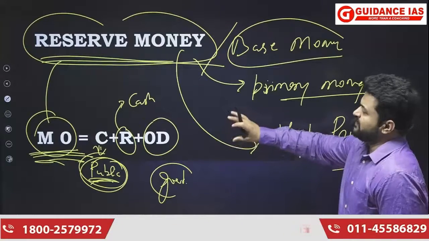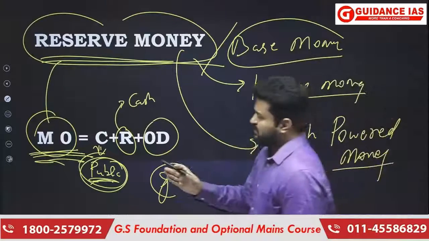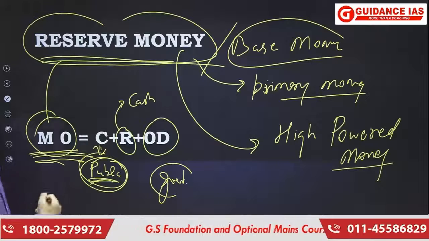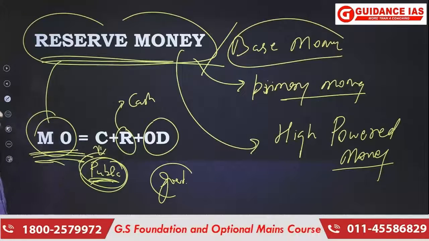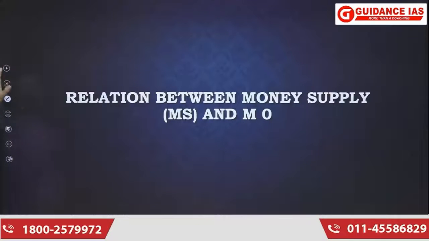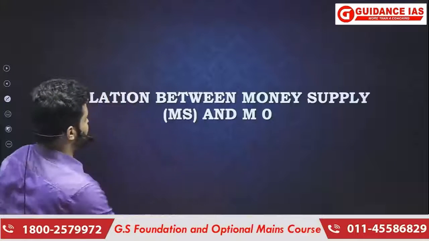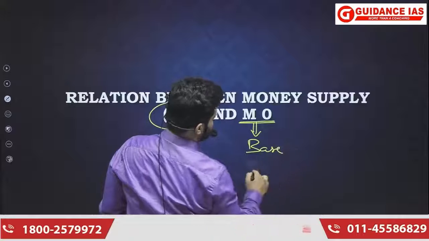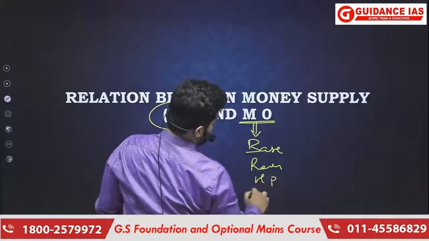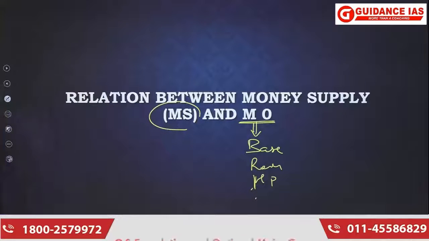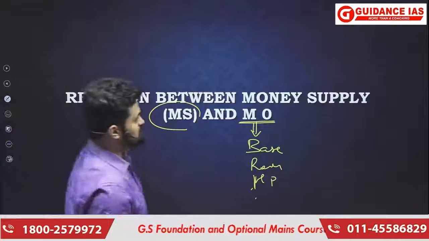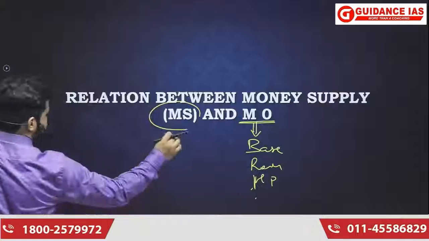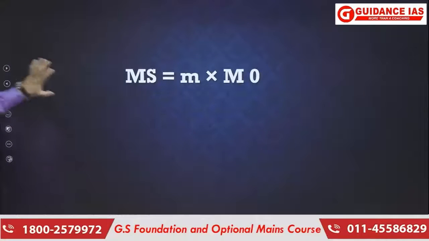Now this reserve money will become a very important determinant in deciding the total money supply in the economy. So what is the relation between M0 and MS, that is the total money supply in the economy? That is something that you need to understand. M0 is base money or reserve money or high powered money or primary money. This is a very important concept, and UPSC has been asking questions on it.